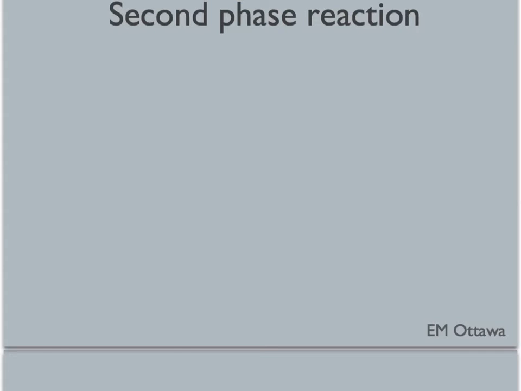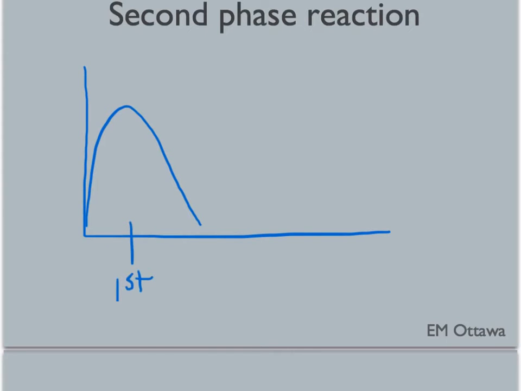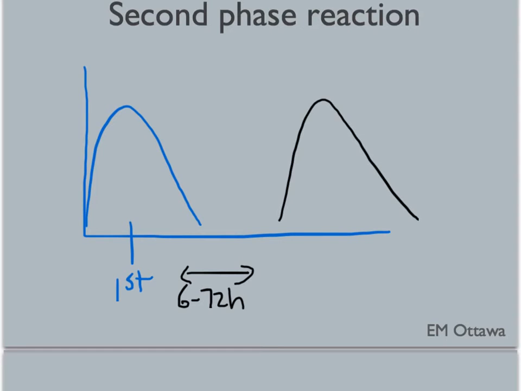In some patients, there is a phenomenon known as a second phase reaction. That is, after the first reaction, the patients can have a recurrence of their symptoms even though they did not get exposed to the same allergen again. This can happen between 6 to 72 hours after the first reaction. It can be the same reaction, worse symptoms, or less.